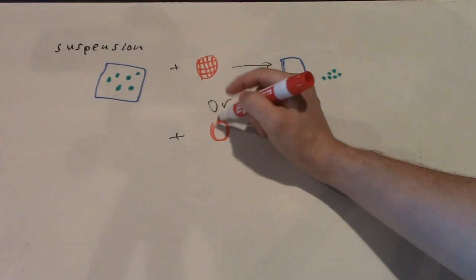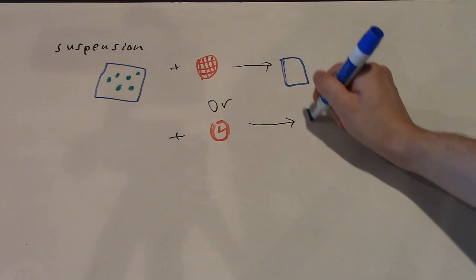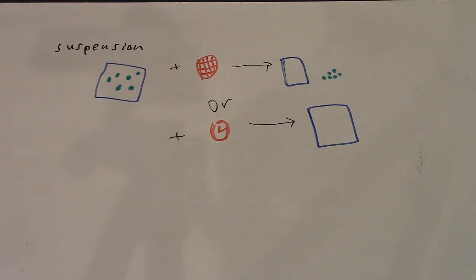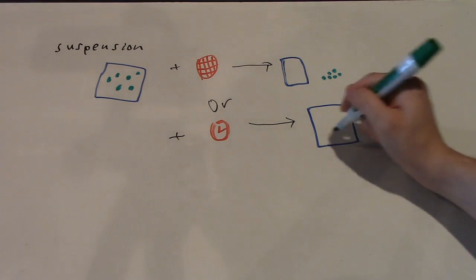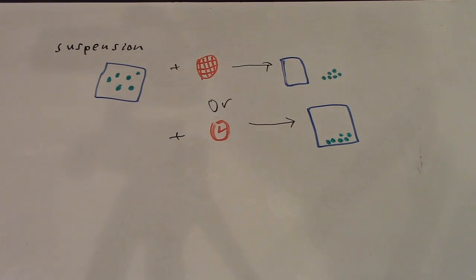A good example of a suspension is dirty water. For example, say you are at the beach and you throw a bunch of sand into the water. For a little while, the water will be cloudy due to the sand, but after a bit, the sand will settle to the bottom and the water will be clear again.